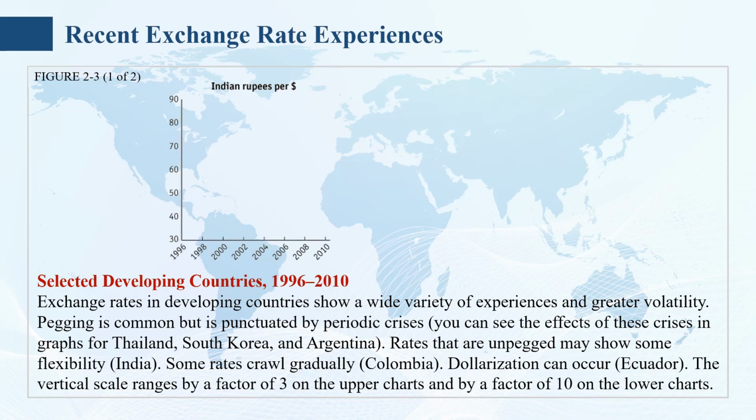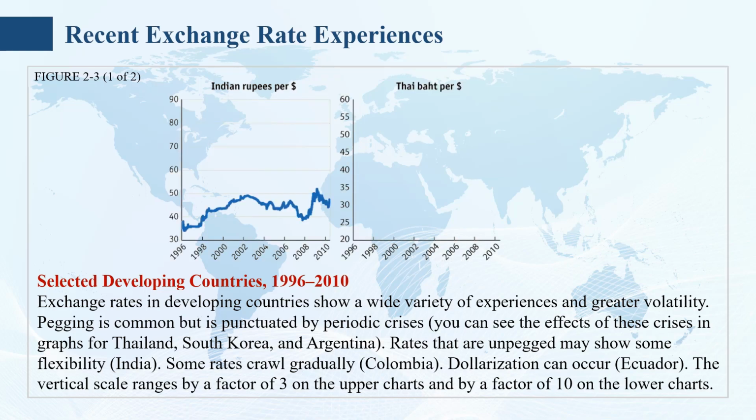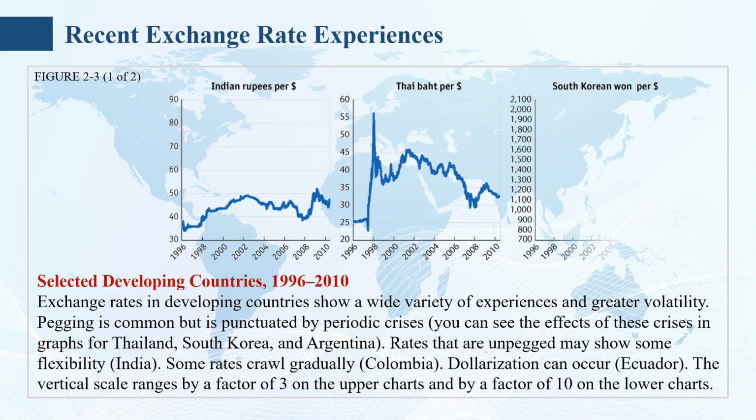Figure 2.3 shows that exchange rates in developing countries show a wide variety of experience and a greater volatility. Pegging is common but is punctured by periodic crises. You can see the effects of these crises in graphs for Thailand, South Korea, and Argentina. Rates that are unpegged may show some flexibility. Some rates crawl gradually. Dollarization can occur. The vertical scale ranges by a factor of 3 on the upper charts and by a factor of 10 on the lower charts.